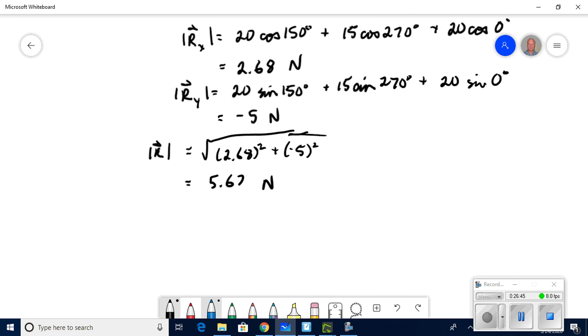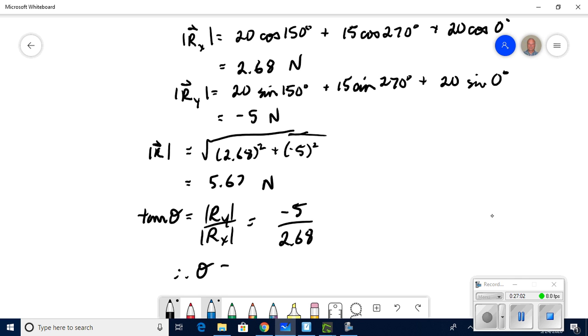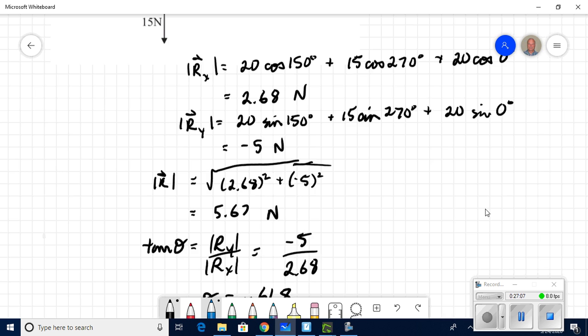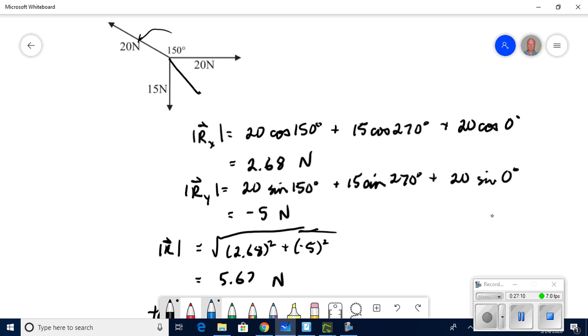My orientation, or my direction, is Ry over Rx. That will be negative 5 over 2.68. When I take the tan ratio of that, it gives me negative 61.8. So this negative 61.8 is down here. And I should answer my question the way it was given. That'll be all the way around here. That's 60. Let's go 62.